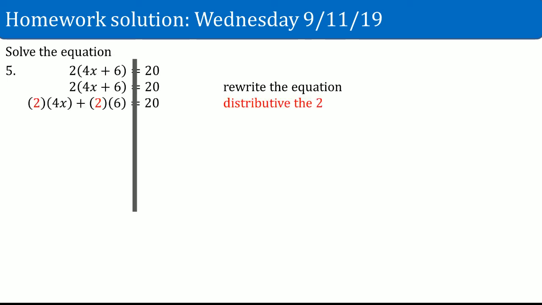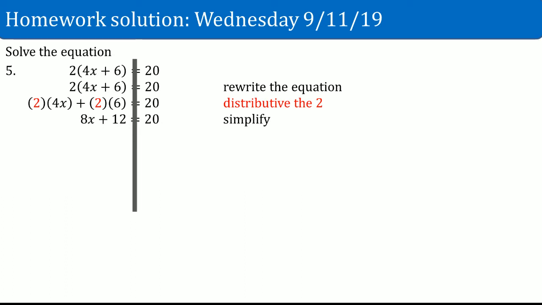So the 2 is going to be multiplied to the 4x because that is the first term, and 2 is going to be multiplied to the 6, which is the second term in the parentheses. The right-hand side of 20 remains unchanged. 2 times 4x becomes 8x, and 2 times 6 becomes 12. That all equals to 20 because the right-hand side goes unchanged. This should remind you of a Tuesday's problem, which is a two-step equation.